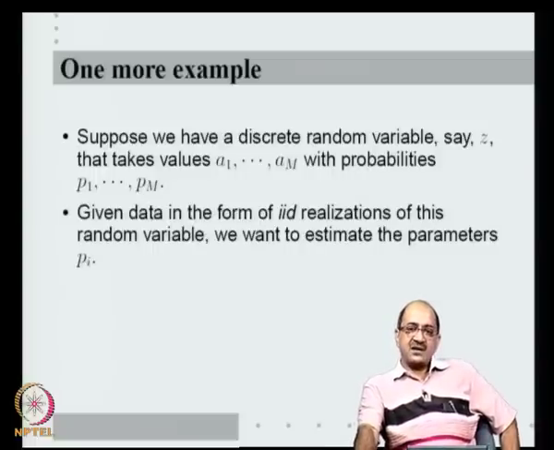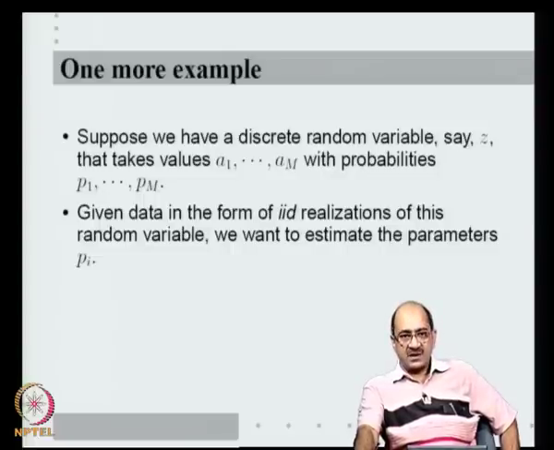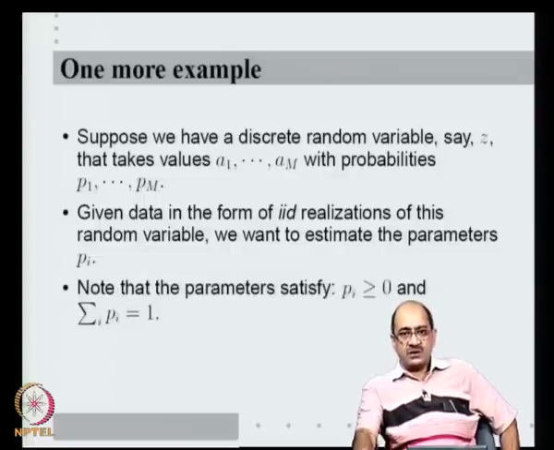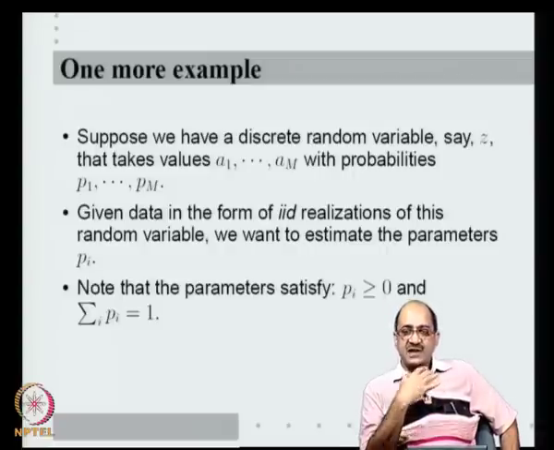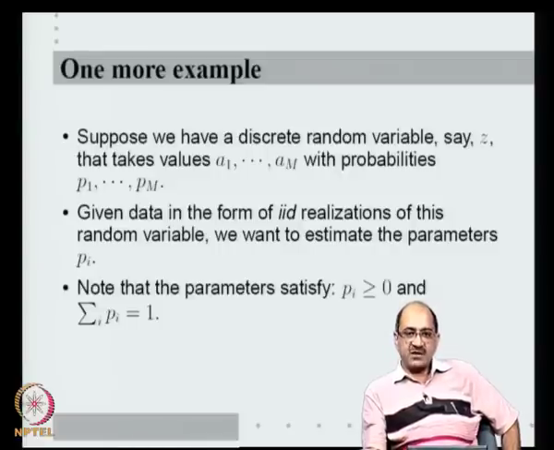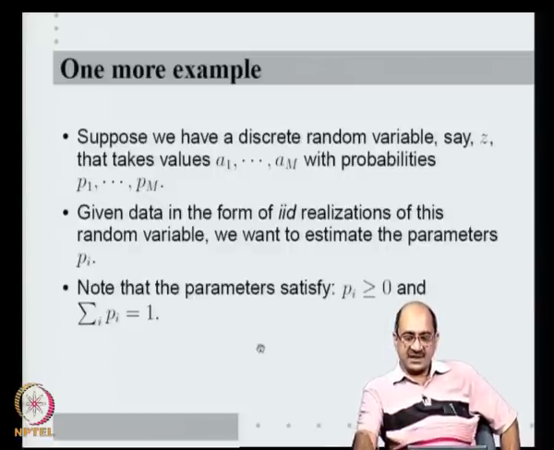We are given data in the form of IID realizations of z, and we want to estimate the parameters pi. Of course, the pi define the probability mass function of z, so the pi's are probabilities. So, the pi's have to be greater than or equal to 0, and summation pi is equal to 1 because the summation of the mass function should be equal to 1. So, the parameters have to satisfy these extra constraints.